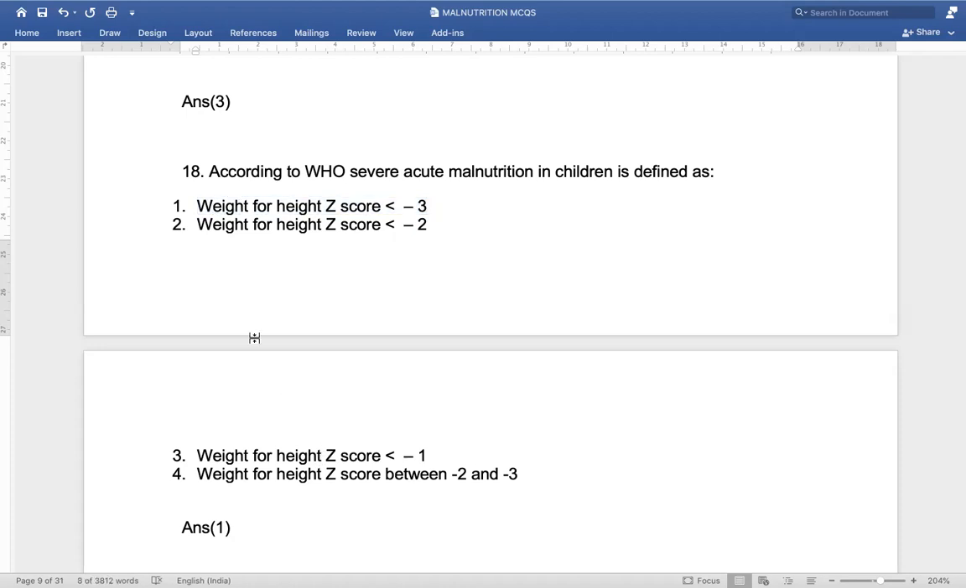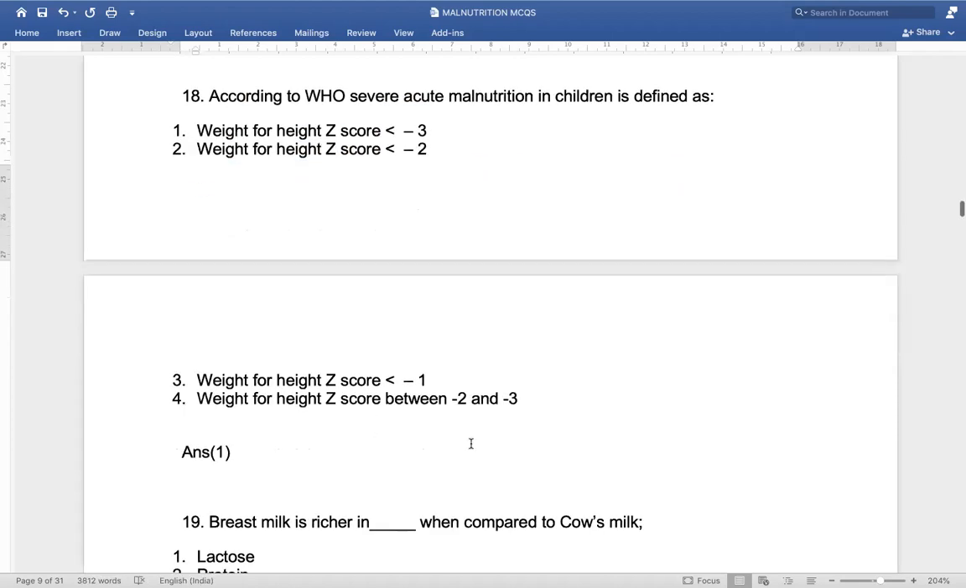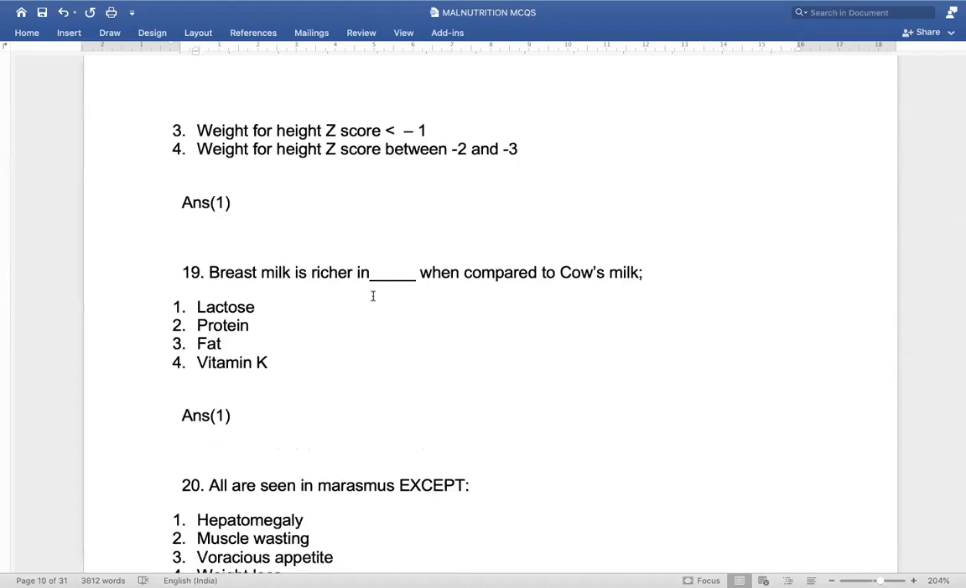Don't search for any other options. Weight for height Z score is less than -3. So don't go to see other options at all, unnecessarily you will get confused. So again, the same question.